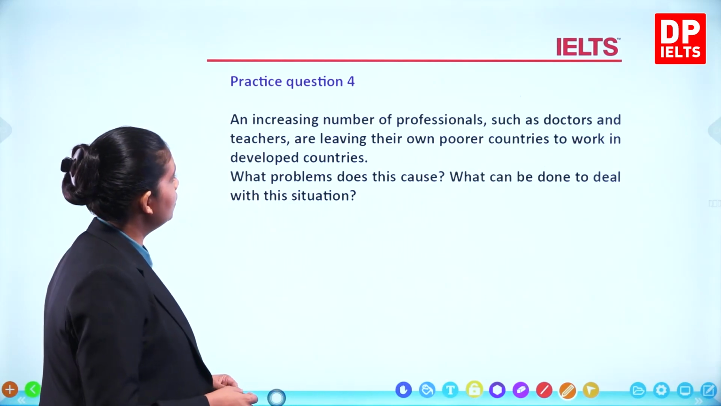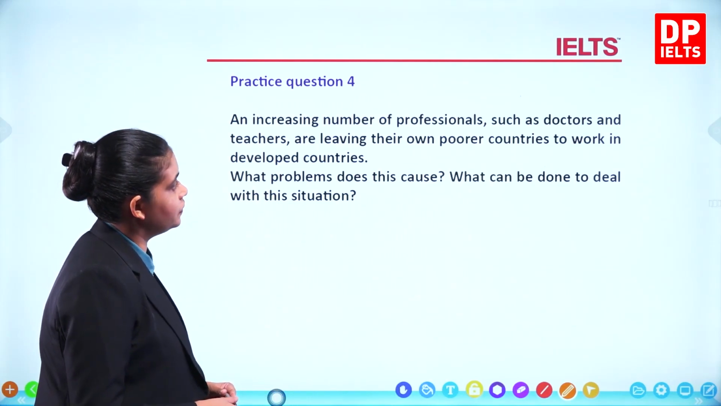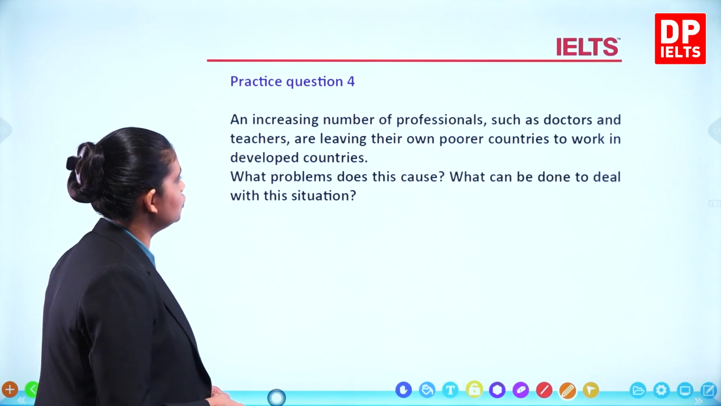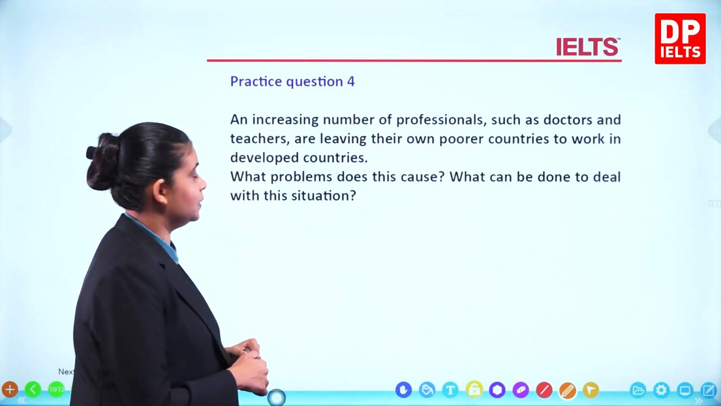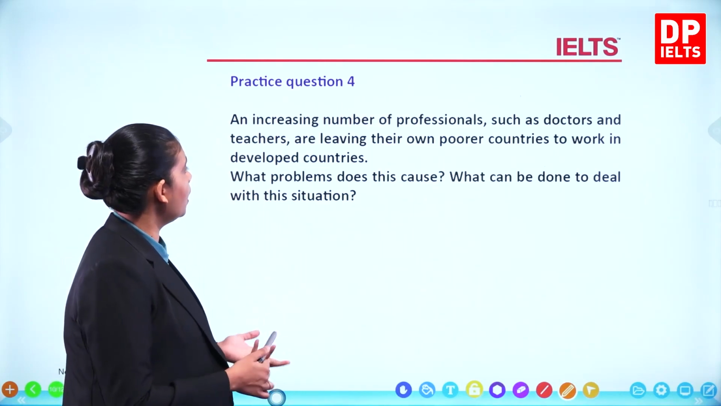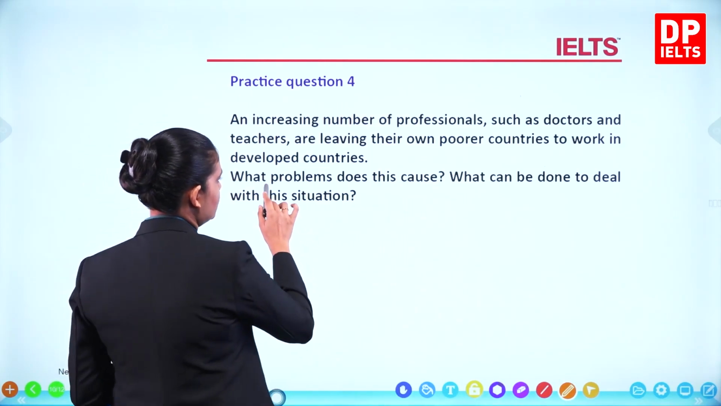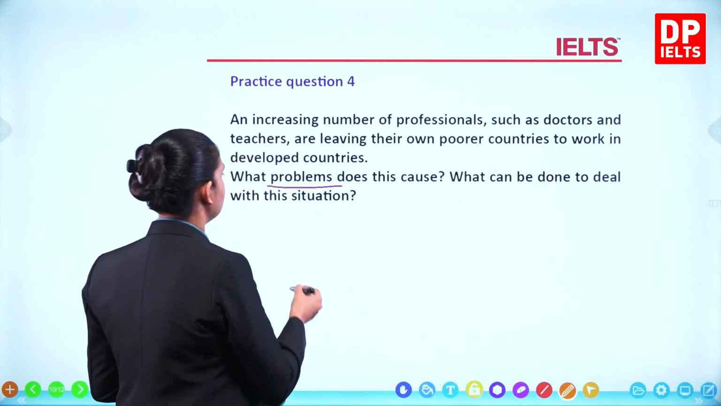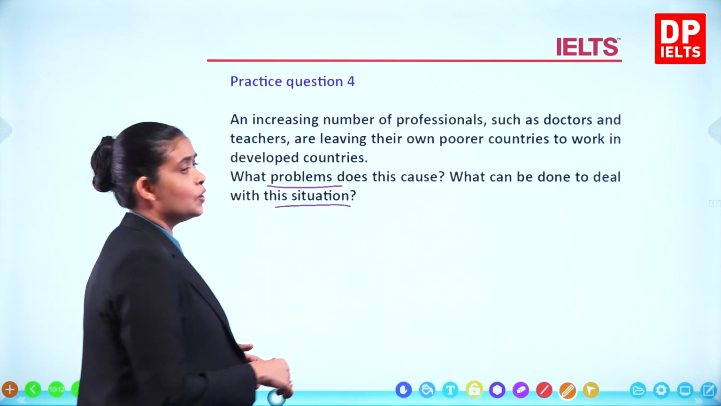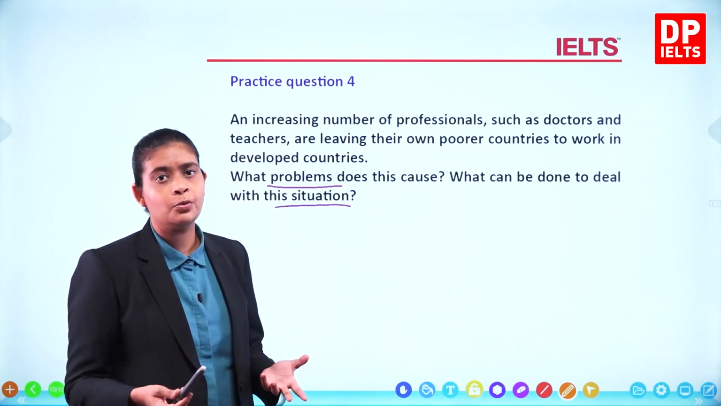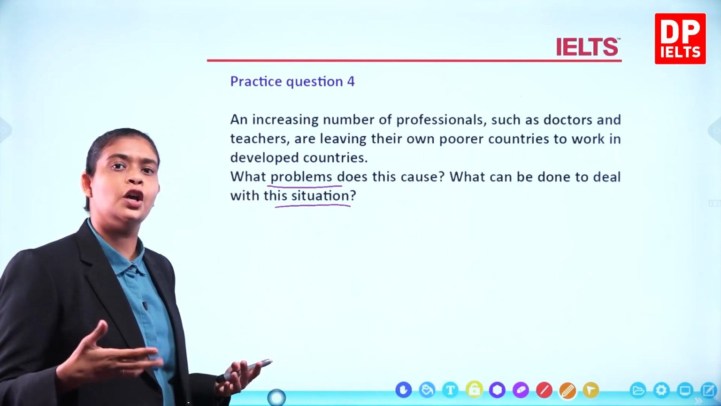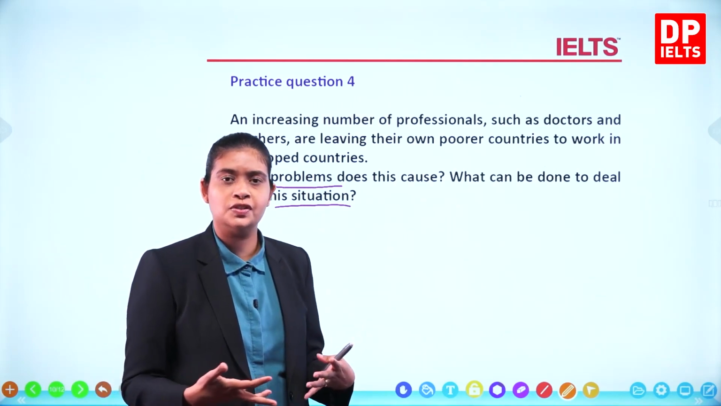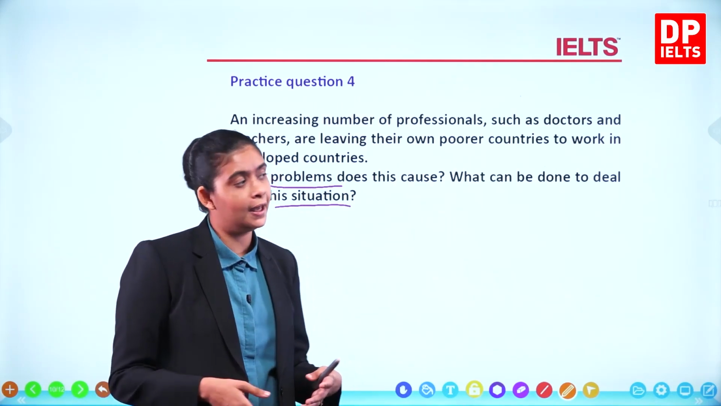Question number 4. An increasing number of professionals such as doctors and teachers are leaving their own poorer countries to work in developed countries. What problems does this cause? And what can be done to deal with this situation? So in terms of problems, the main problem is that it creates brain drain, okay? So you start losing a lot of professionals from your country, so there is a heavy brain drain.